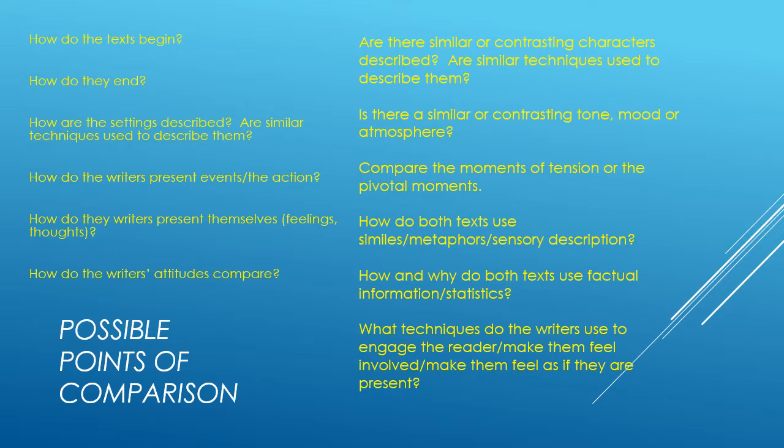Are there similar or contrasting characters described? Maybe you've got two characters, one in each text, and maybe they're described in quite similar ways or in very different ways, and what techniques are used to describe them? Is there a similar or contrasting tone or mood or atmosphere? Maybe you can find two bits, one in each text, and they're both really tense, or in both there's a lot of humour, or in both there's a sense of relief, or in both there's a real sense of peace and tranquility.